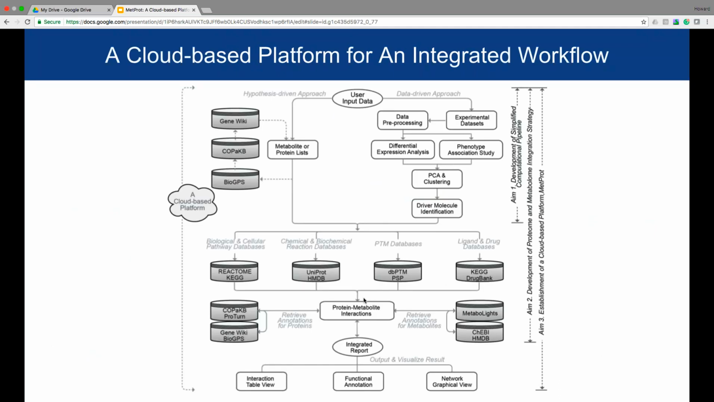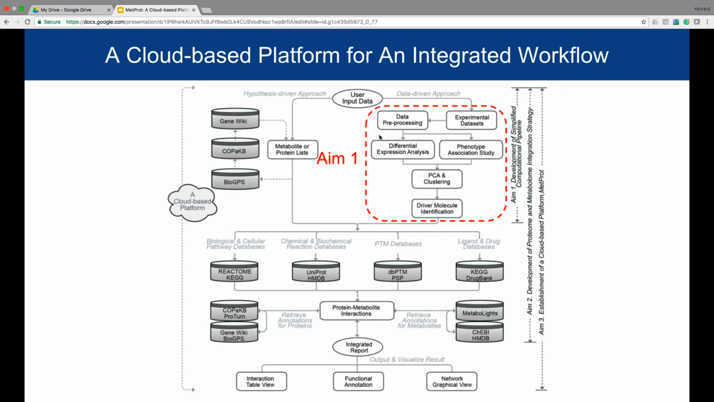Here is the schematic overview of the integrated workflow. Users will submit in two major categories: one is a list of protein or metabolite identifiers, and the other is a large-scale molecular data set with quantitative values as well as phenotypic information. For the latter category, MetProt will analyze the data to identify driver molecules that are significantly altered and highly associated with the phenotypic characteristics, which is achieved by AIM-1.